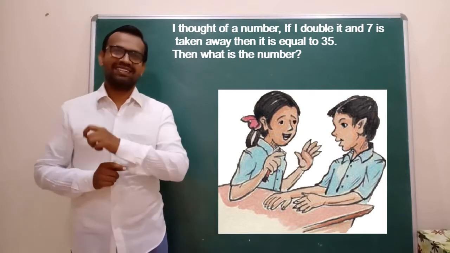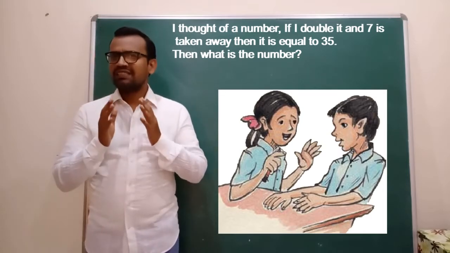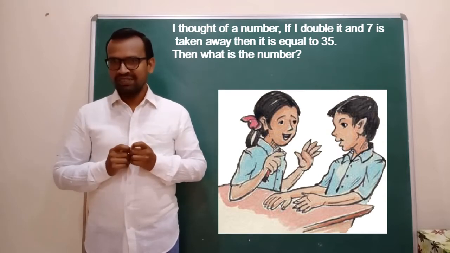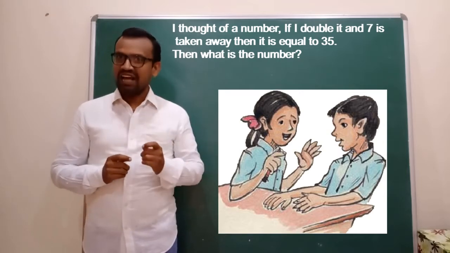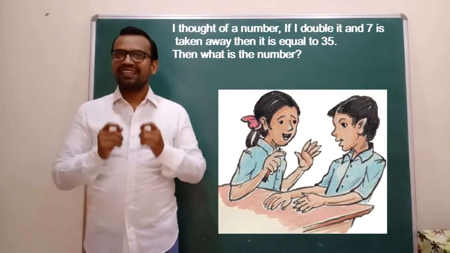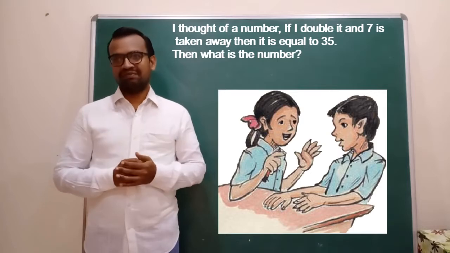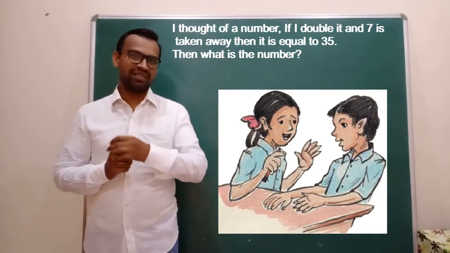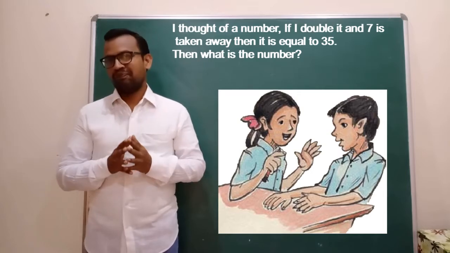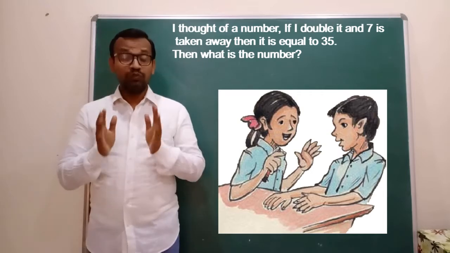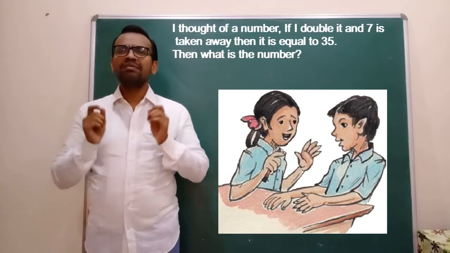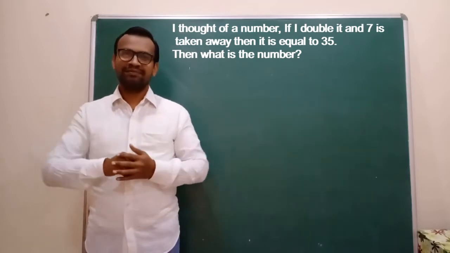Okay, let us try. So what did Sagar say? He said that he thought of a number and after doubling it, if 7 is taken away, the result is equal to 35. And we need to guess the number like Latha guessed. So how are we going to do it? Do we know the number? We don't know. So let us assume the number to be x.